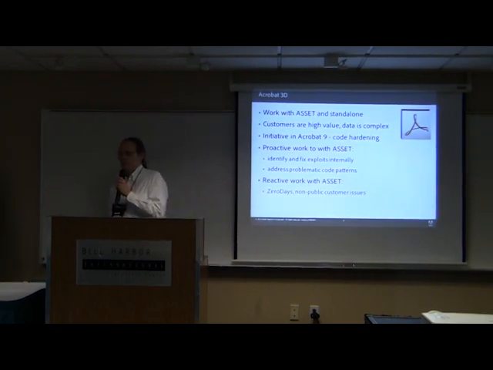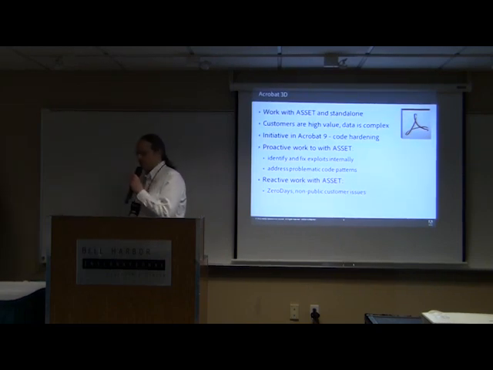In Acrobat 9, we started a code hardening initiative. Now, that was kind of in parallel with some of the clippings that Karthik was showing. So we are kind of proactive and reactive at the same time. That's morphed into the ongoing work with Asset, where we identify and fix exploits internally, and we also try and look for problematic code patterns.